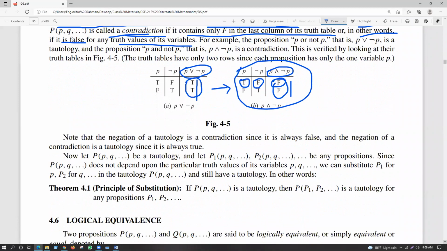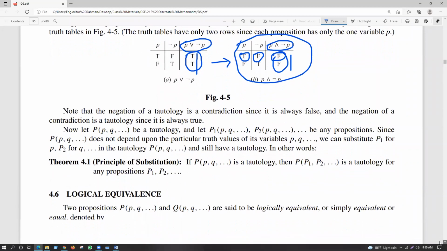So if I ask you to find whether a given proposition is a contradiction or not, or a tautology or not, you can find out very easily. Just construct the truth table and notice the last column: are there any false values? If all the values are true, then the statement is a tautology. If all the values in the last column are false, then it's a contradiction. Very simple.